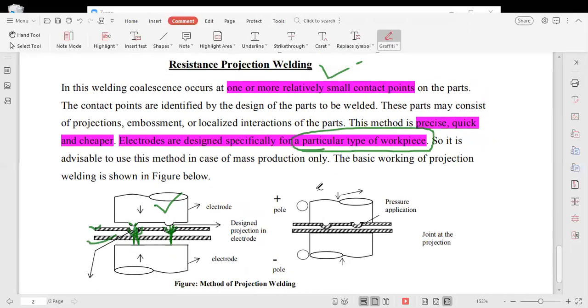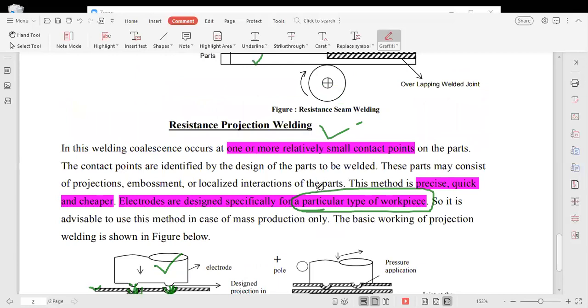So this method of welding, resistance welding, is called projection welding. So this ends the topic here. Thank you very much.